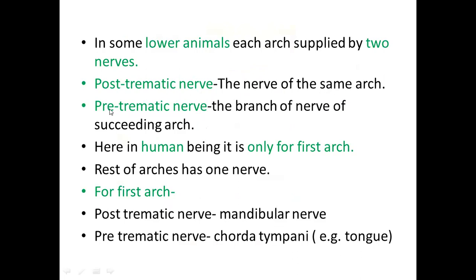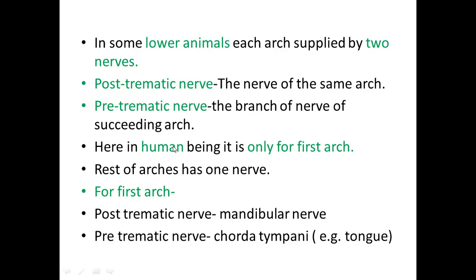And what does pre-trematic nerve mean? It is the branch of the nerve of the succeeding arch. The nearby arch has its own nerve, which we call the post-trematic nerve. One branch comes from that post-trematic nerve and supplies this pharyngeal arch. In such a condition, it is called the pre-trematic nerve. So pre-trematic nerve means the branch of the nerve of the succeeding arch.